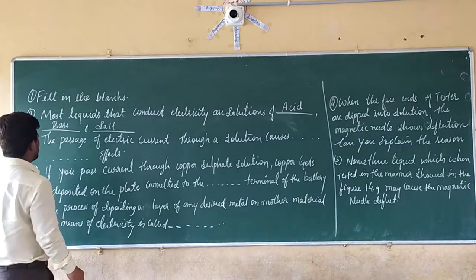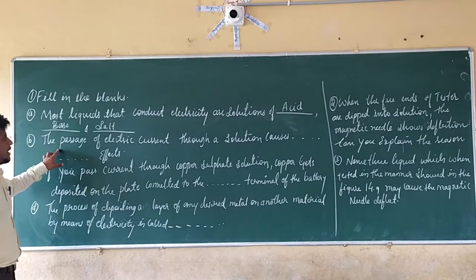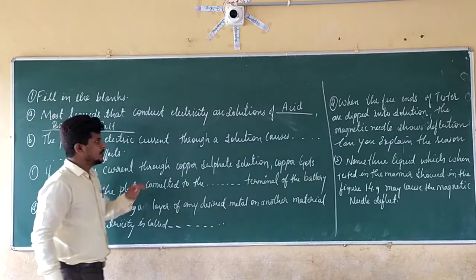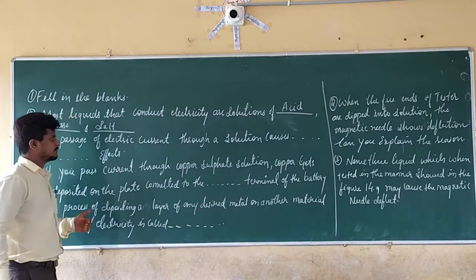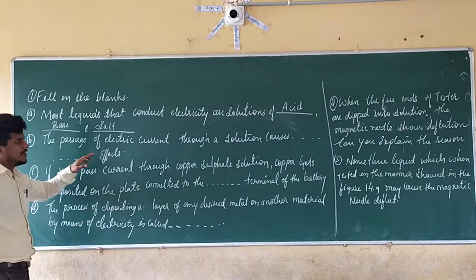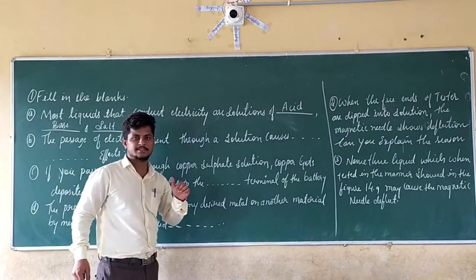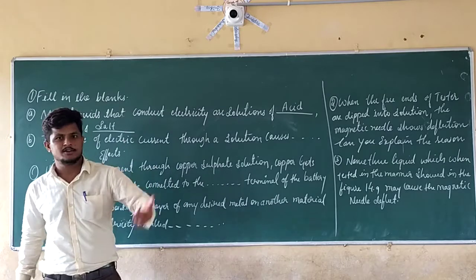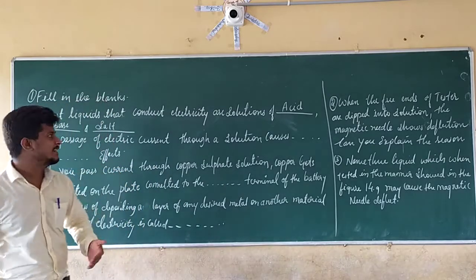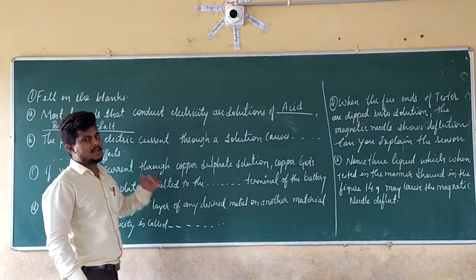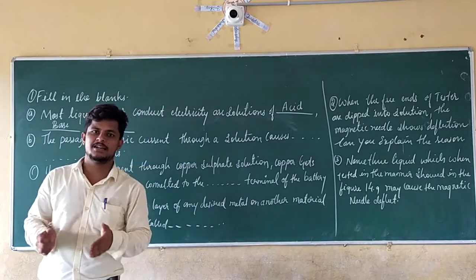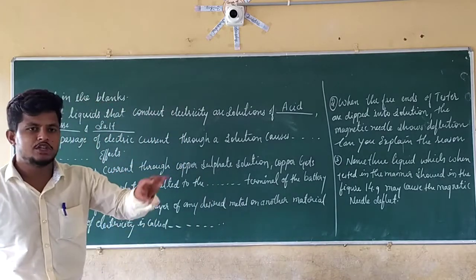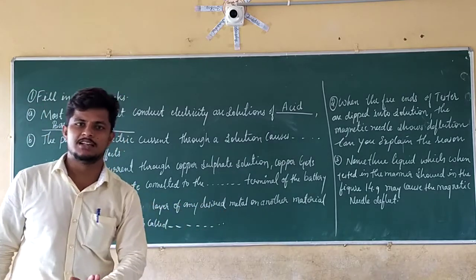Right. Now second question B. The passage of electric current through a solution causes dash dash effects. The topic name itself suggests that. What is the topic name here? Chemical effects of the electric current. How does the chemical change happen? That is nothing but the chemical effect happening due to the electricity which is passing through the liquid.